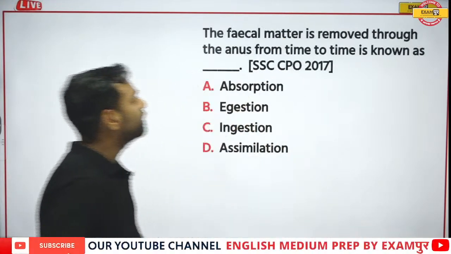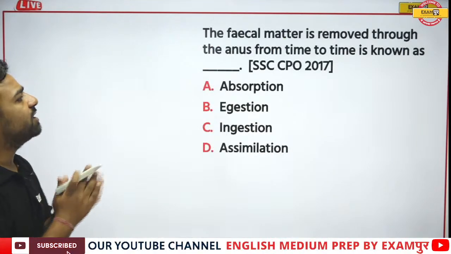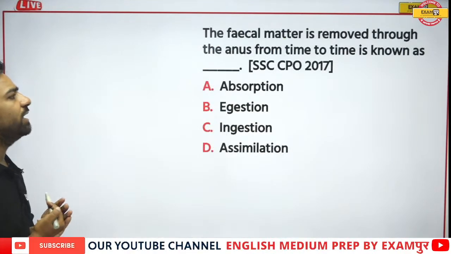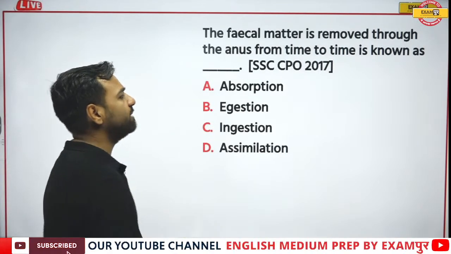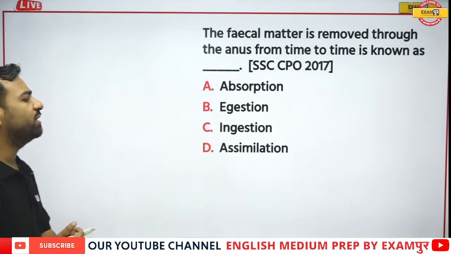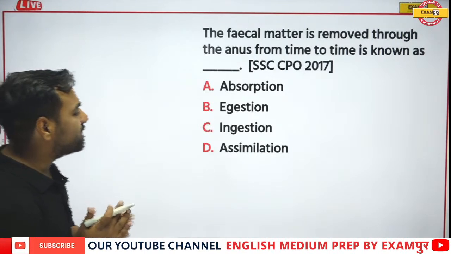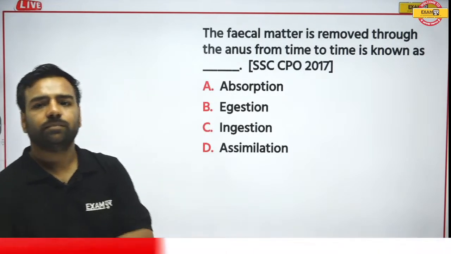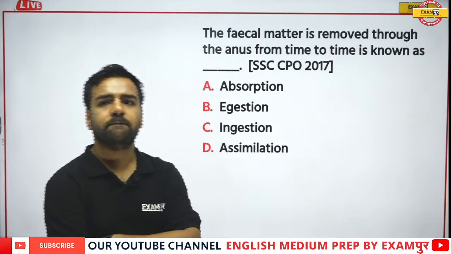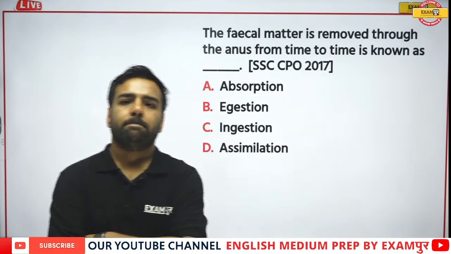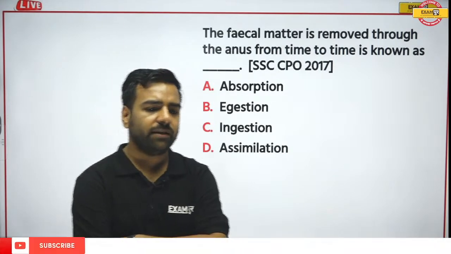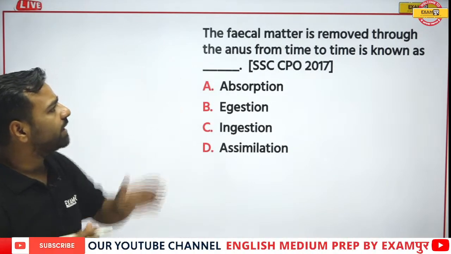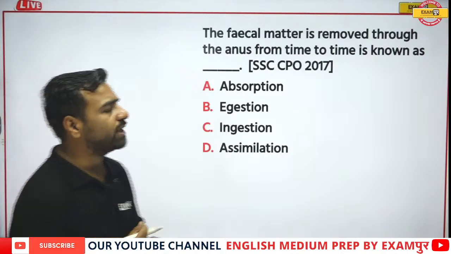Next question. The fecal matter is removed through the anus from time to time. It is known as what? Again, the question from CPO. Is it absorption, egestion, ingestion or assimilation? Who will give this answer? Waiting. The fecal matter is removed through the anus from time to time. It is known as what?